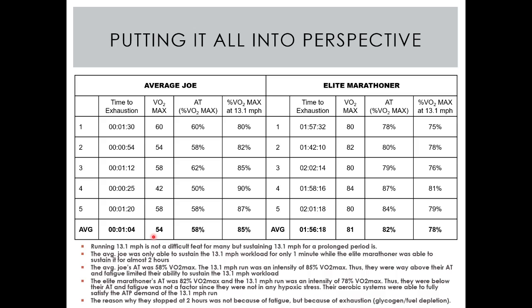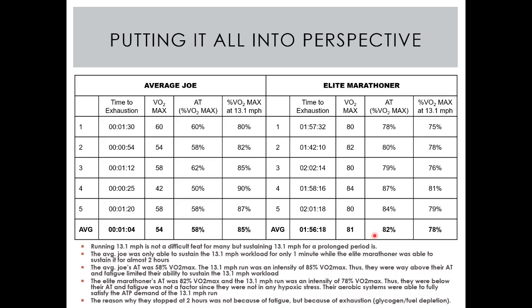Let's take a look at the elite marathoners' anaerobic threshold, again as reflected by a percentage of their VO2 max. Subject 1 had an anaerobic threshold intensity of 78% VO2 max. Subject 2 had an anaerobic threshold intensity of 80% VO2 max. Subject 3, 79% VO2 max. Subject 4, 87% VO2 max. Subject 5, 84% VO2 max. And an average anaerobic threshold of 82% VO2 max. You can clearly see that the elite marathoners had a significantly greater anaerobic threshold intensity compared to the average Joe.